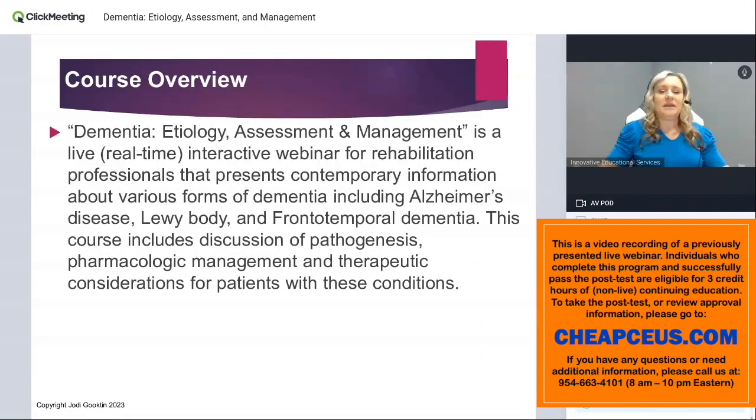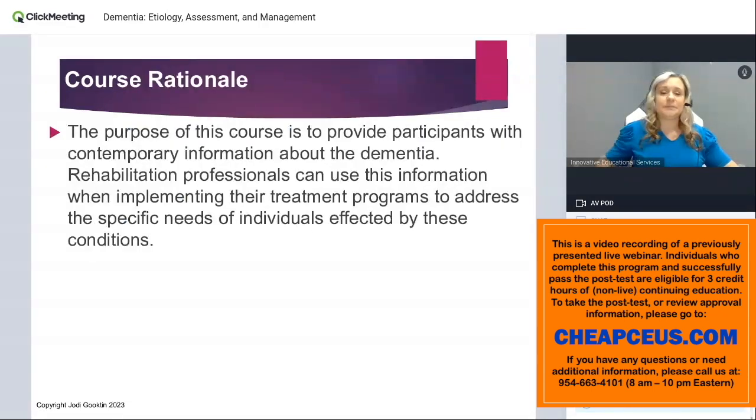What we'll examine in our course today is the research that is presented currently related to Alzheimer's disease, Lewy body dementia, as well as frontotemporal dementia. For each of these conditions, we're going to examine the specific pathogenesis, what's currently understood, some of the pharmacologic management, and then we'll focus on specific rehabilitation considerations when you're working with patients with these diagnoses.